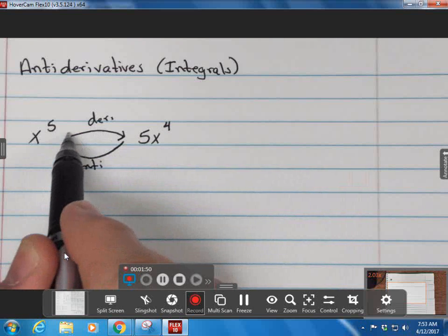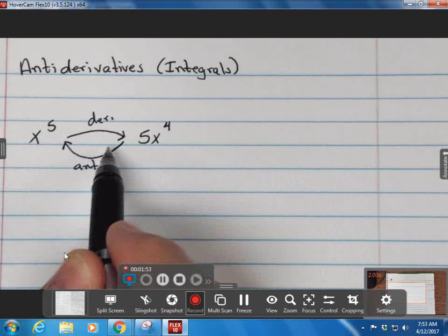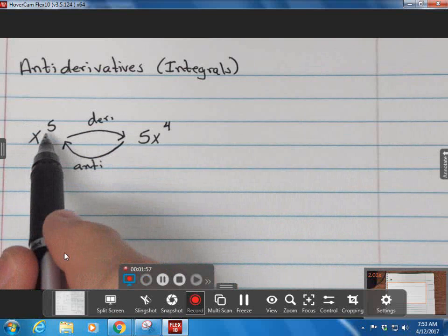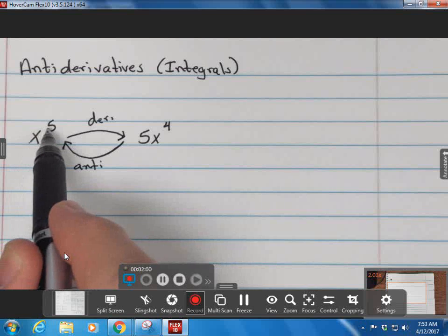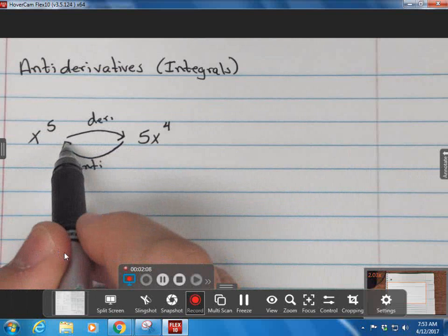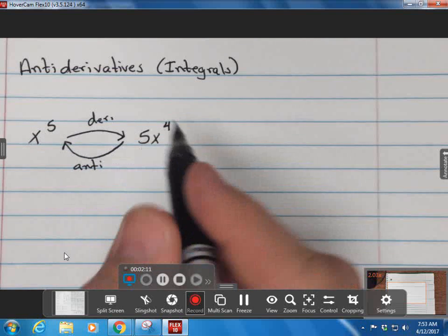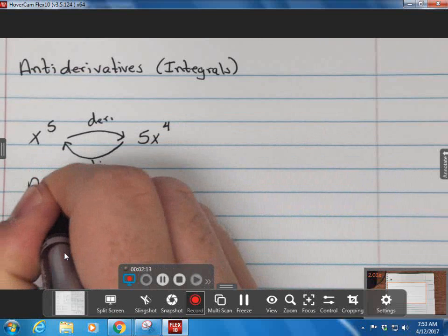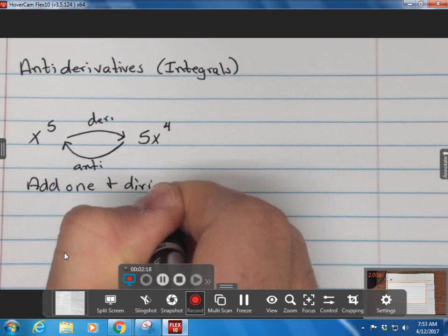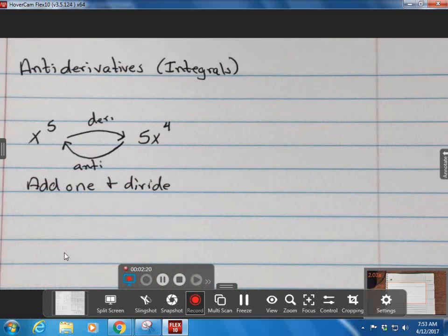In order to get from point A to point B, we multiplied out front. So to go backwards, we're going to divide. So again, we multiplied and took one away. It's kind of like inverse functions that we did back in pre-calculus. If we multiply, took one away, then to go backwards, we're going to add one and divide. That's simple backwards antiderivatives, backward derivatives. And that's what we're going to be starting with today.